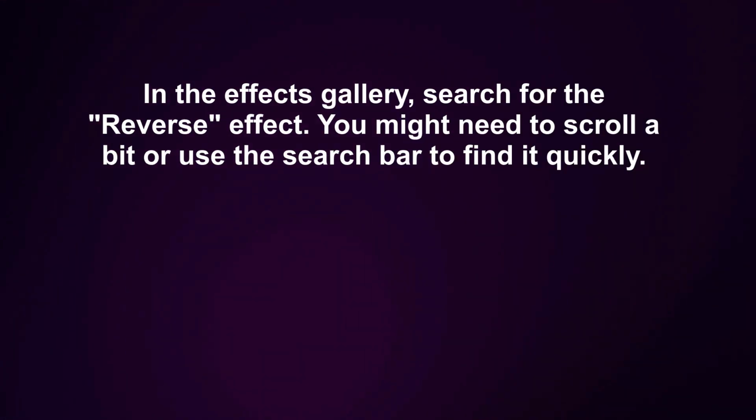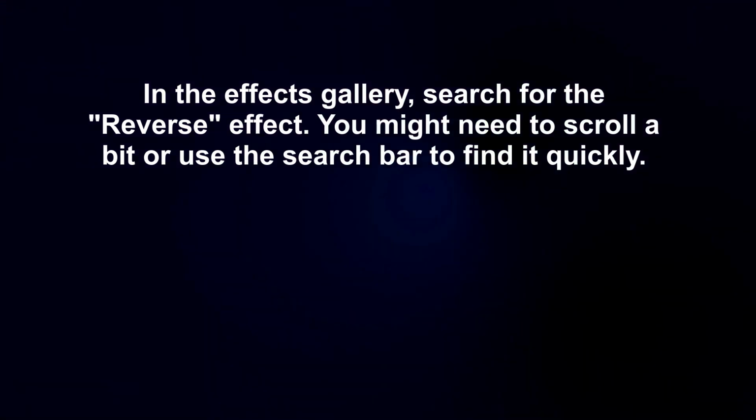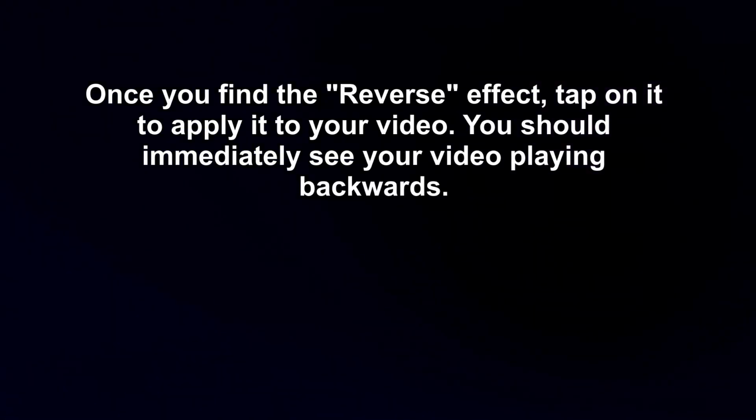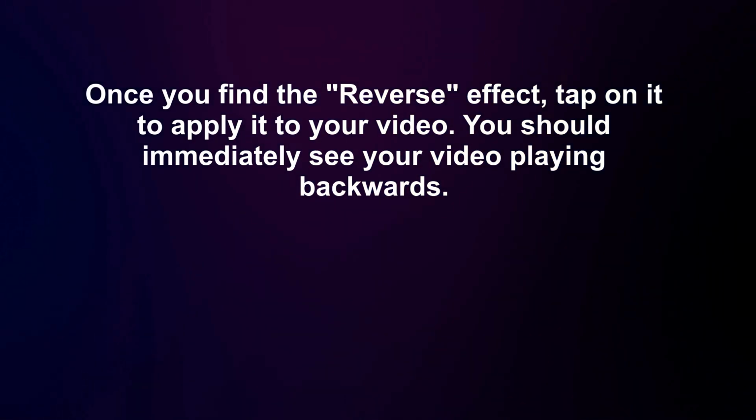Tap that. In the effects gallery, search for the reverse effect. You might need to scroll a bit or use the search bar to find it quickly. Once you find the reverse effect, tap on it to apply it to your video. You should immediately see your video playing backwards.